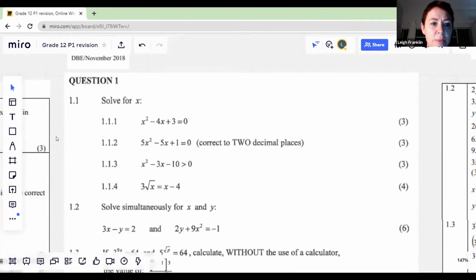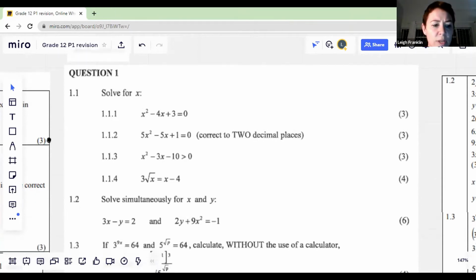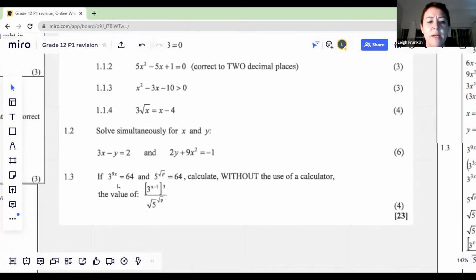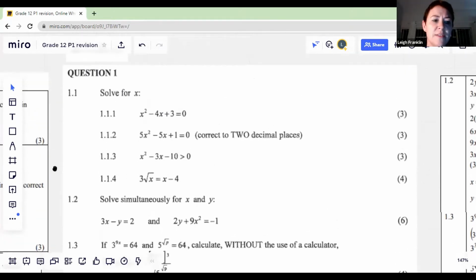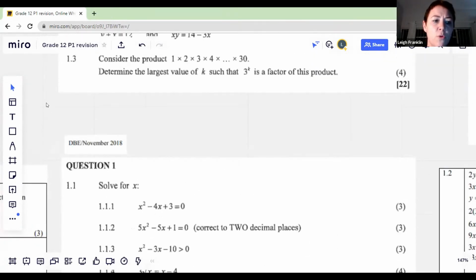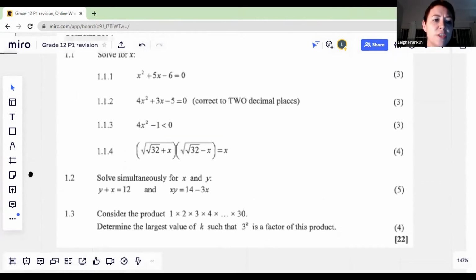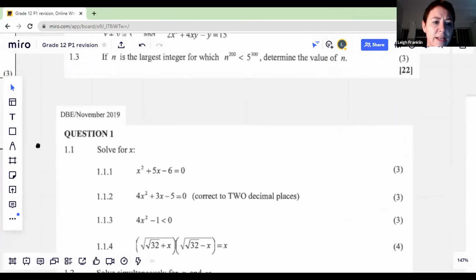Look at the previous year's paper. So this is now DBE 2018, same idea. First question, factorizing. Second question, quadratic formula. Third question, inequality. Fourth question has a root in it. Next question, solving simultaneously. Next question, something on exponents. So I want you to see that so that you know what to expect, all right? These are the sorts of things that are going to be asked of you. And I'm fairly certain that this year will be exactly the same thing.